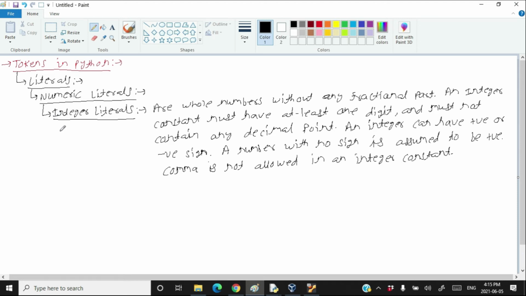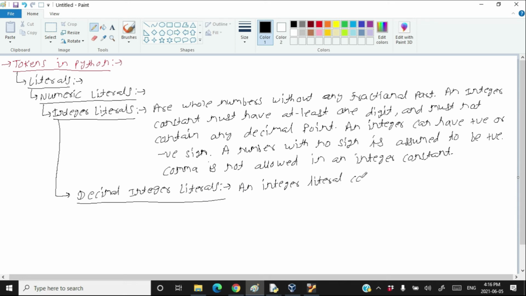But again, we have three types of integer literals. The first one is called decimal integer literals. The integer literal we use in our day-to-day life is called a decimal integer literal. It means an integer literal consisting of the decimal number system.